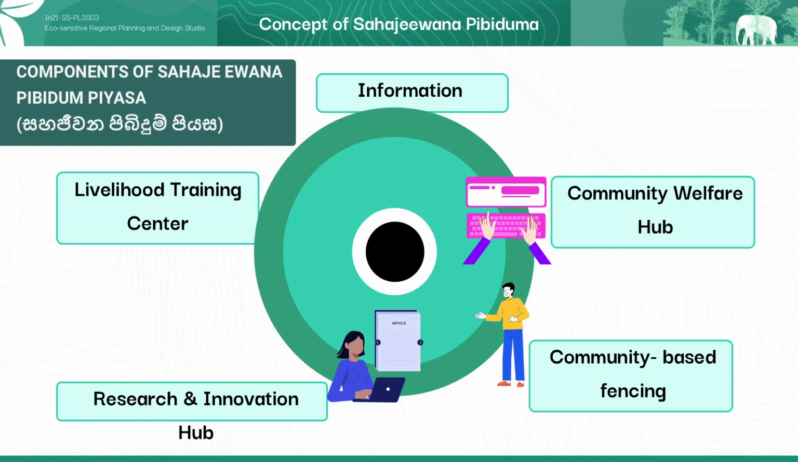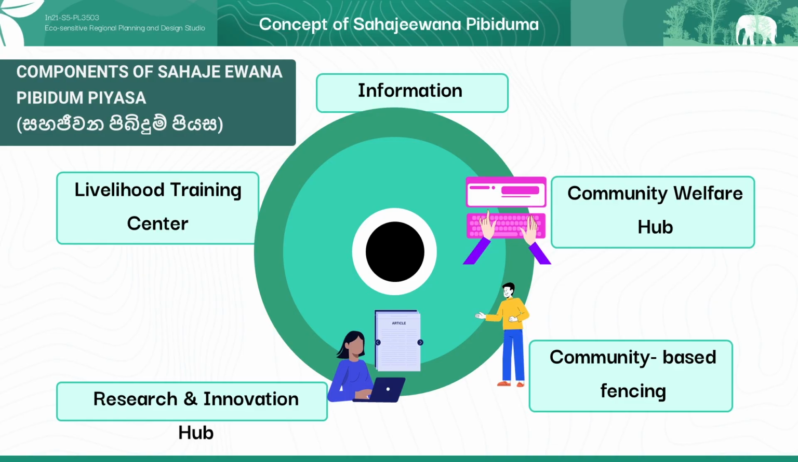So, our belief is that if we want to promote coexistence, we must enhance community capabilities as well, which we termed Sahajivana Pibuduma. In our Sahajivana Pibuduma, we propose a village center called the Sahajivana Pibudum PSA. In the Sahajivana Pibudum PSA, there are mainly 5 components.